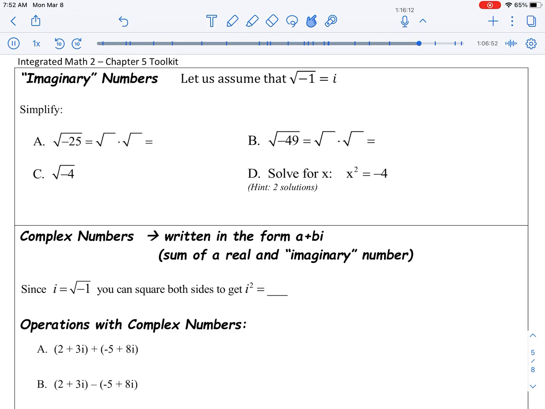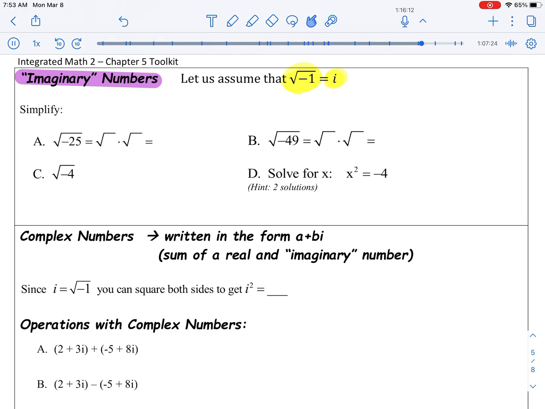Now, we talk about imaginary numbers when we're taking the square root of negative numbers, because usually we would have to say that the square root of a negative number has no real solution. But, like we talked about last week, I'm going to define the square root of -1 to equal i. And by doing this, I'm going to be able to simplify my square root of negative numbers in terms of i. Let's look at an example.